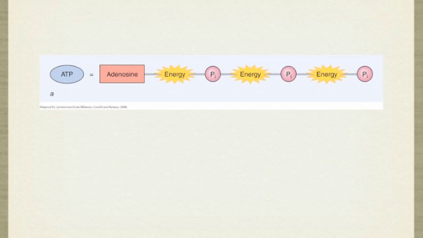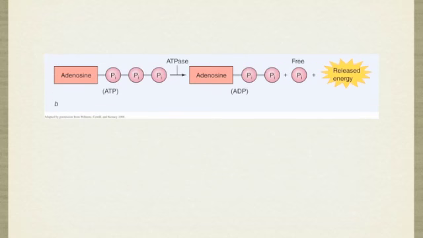And just another depiction of what ATP looks like: an adenosine group with high energy bonds between the phosphate groups. And when the enzyme ATPase acts on ATP, it liberates the phosphate and releases energy, and we're left with adenosine with 2 phosphate groups, and then a free phosphate group which is not attached.